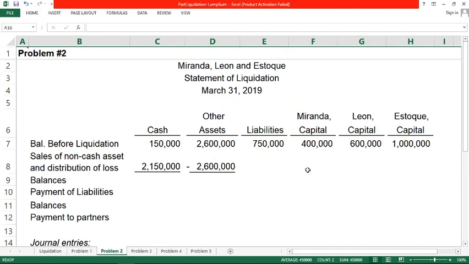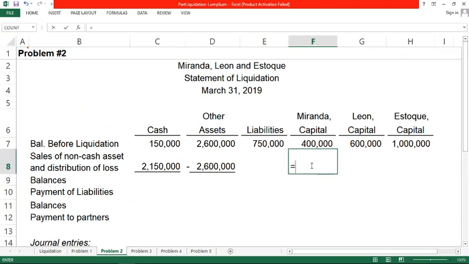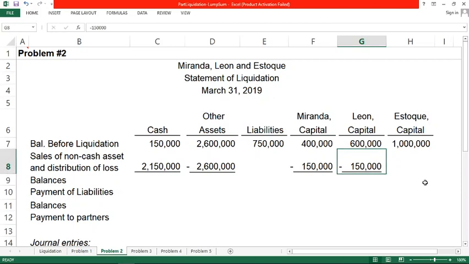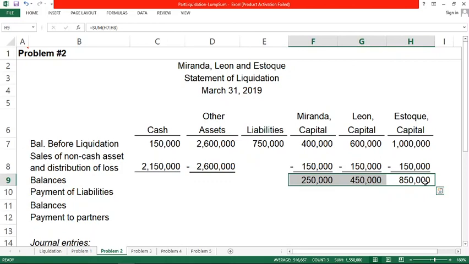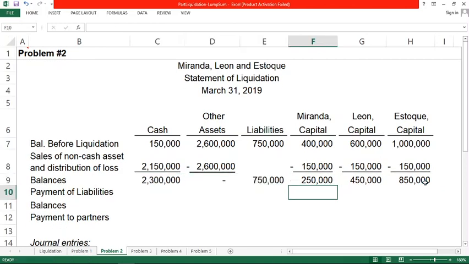A loss of 450,000 is to be distributed to the partners equally, tama? So 450 divided by 3, each partner will suffer 150,000 loss. Since it's a loss, it's a deduction to their capital balances. Therefore, they have a balance of 250 for Miranda, 450 for Leon, 850 for Estoque. The other accounts remaining are 750 for the liabilities and 2.3 cash.